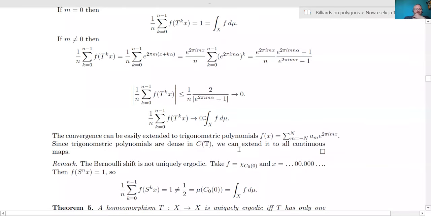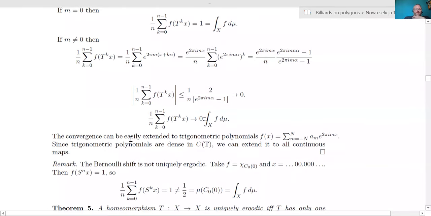This convergence can be easily extended to finite complex combinations of exponential maps, which are called trigonometric polynomials. And since trigonometric polynomials are dense in the space of continuous maps, we can extend this convergence, starting from every point x, to the space of all continuous maps.